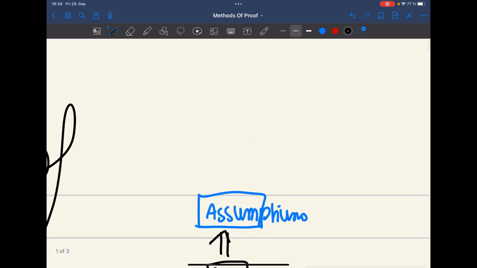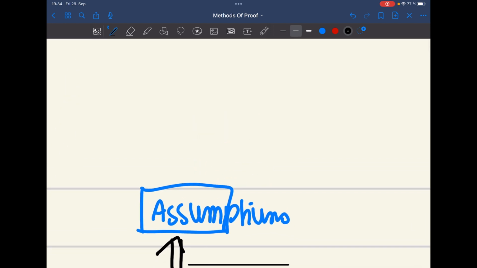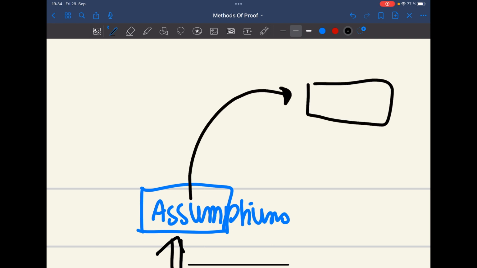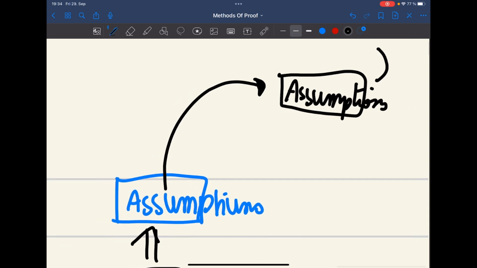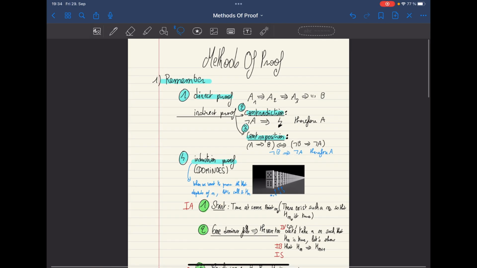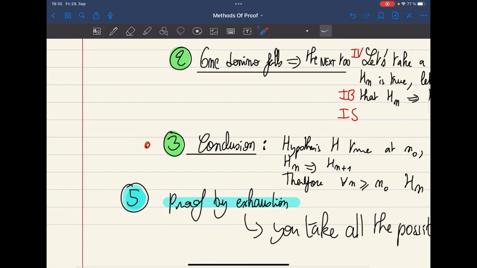Where do I want to go with this? Well, in math you usually start with assumptions, and then you want to prove that some other things are true. Therefore you're building a chain. Because this is true, then this is true, then this is true, etc. In math we can distinguish 4 methods of proof: the direct proof, the indirect proof, the induction proof, and the proof by exhaustion, which you can also call in German Fallunterscheidung. It's about enumerating all the possible cases.